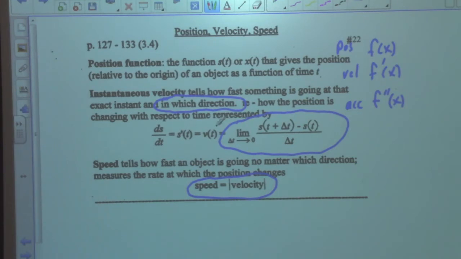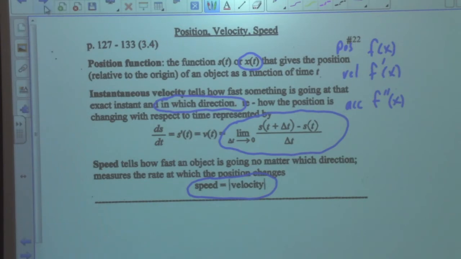If you have the position function s of t, or x of t, oftentimes x of t seems to be more of a standard we use, but it could be anything. If it's s of t, they'll probably tell you that. If this is s of t, then this would be s prime of t, ds dt, and acceleration, which we don't talk about right here, is s double prime of t. So there's a hierarchical relationship between them.